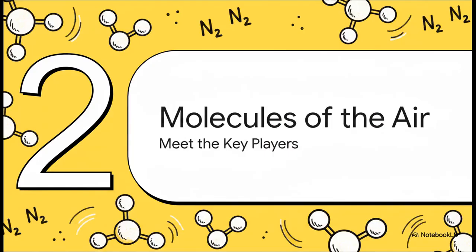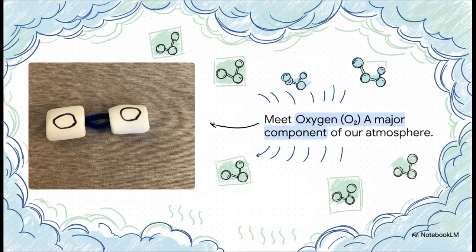All right, now that we know what heat does to molecules, it makes them move, let's meet the main characters in our story today, the molecules that make up the very air we're all breathing right now. So first up, we've got oxygen, or O2. This is one of the heavy hitters, a huge part of our atmosphere. Now, look at its structure. See that? It's just two oxygen atoms, and they're bound together really tightly. It's simple, and as you'll see in a minute, that makes it pretty rigid.